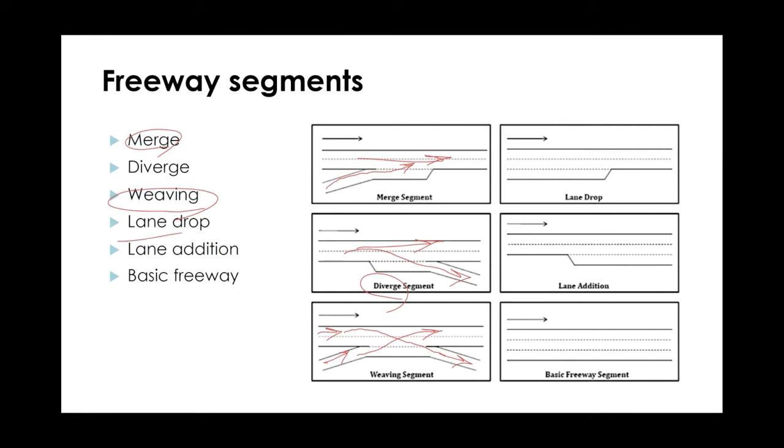We have another segment which we usually call lane drop, where the number of lanes drops. So for example, in this example, we initially have three lanes, and then it drops to two lanes. Usually because of this lane drop, we'll see a bottleneck form here and congestion back up. We have lane additions sometimes, where in the main line we have two lanes in this example, and then suddenly the road gets expanded to three lanes. And obviously the most simple and basic segment is the basic freeway segment, which is only the main line with no ramps, no lane drops and no weaving. Very simple, plain, basic segment.